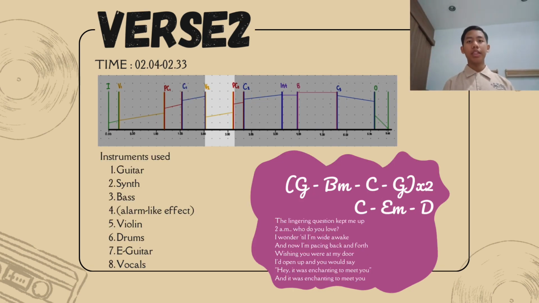On the second verse, we see the guitar, synth, and vocals that return from the first verse, as well as the e-guitar, drums, and bass that were added in the first chorus, along with a slight tinge of violin in the background, along with an alarm-like effect that goes throughout the entire part. Its intensity is a lot lower than the chorus, which makes sense because it's just a verse rather than a full-on chorus. The chords go G, B minor, C, G, into another G, B minor, C, G, into C, E minor, and D.